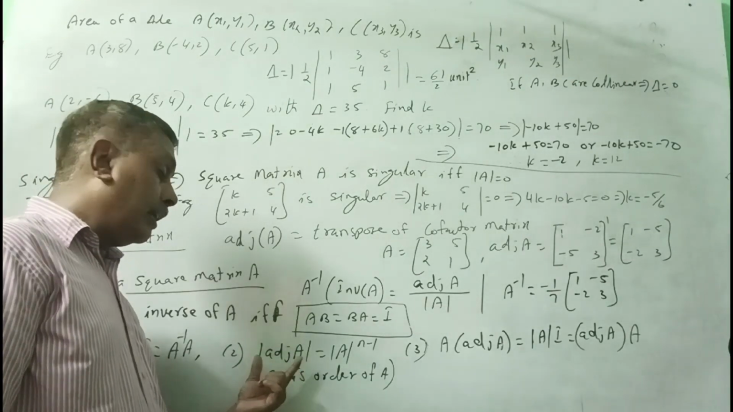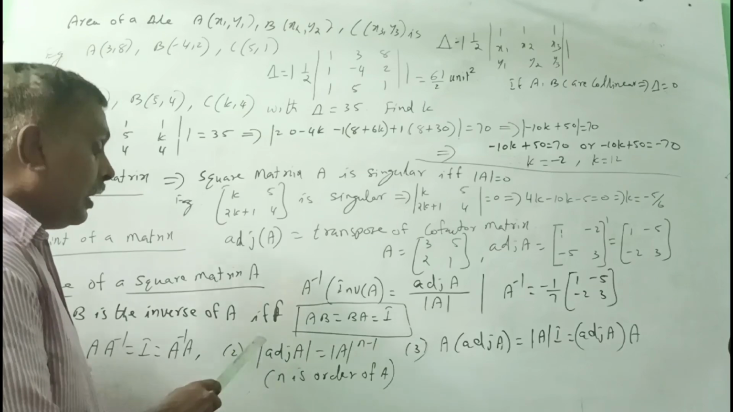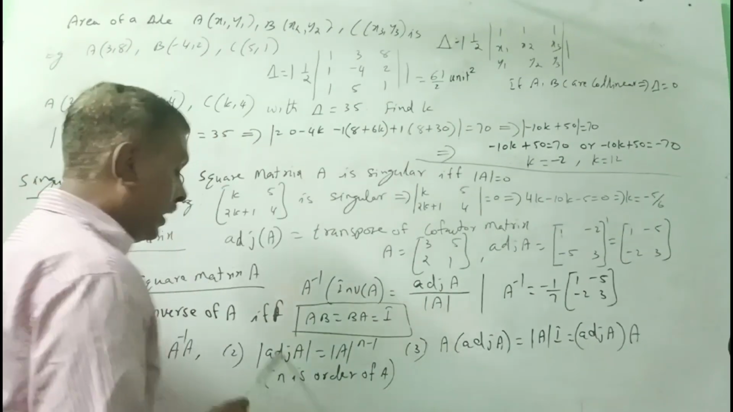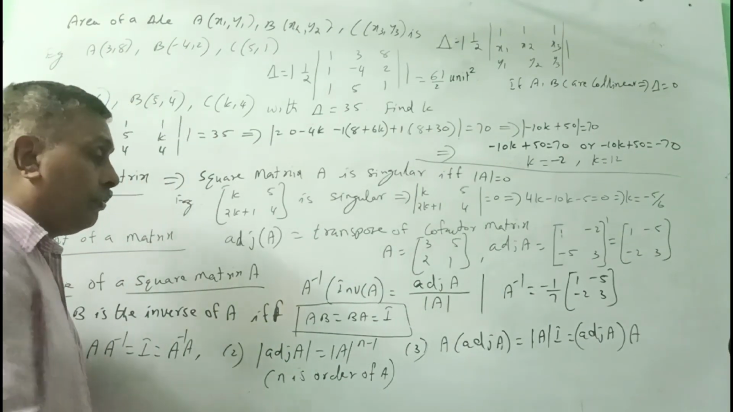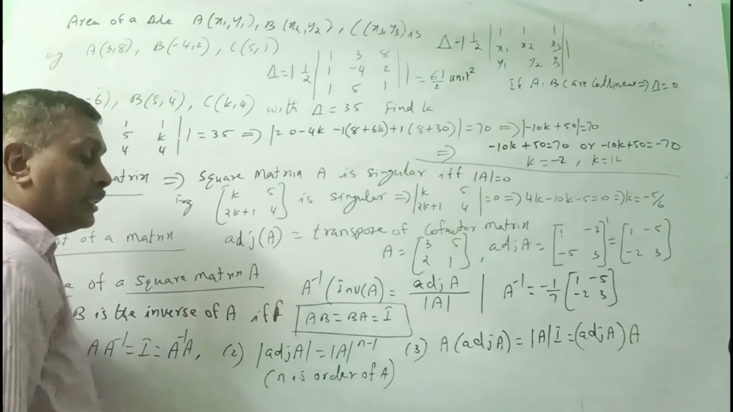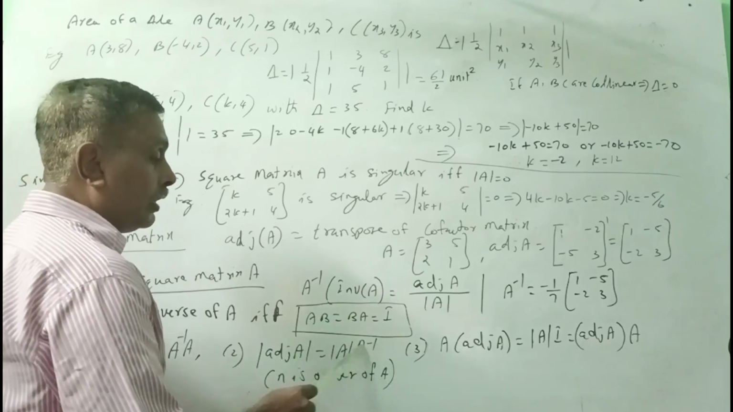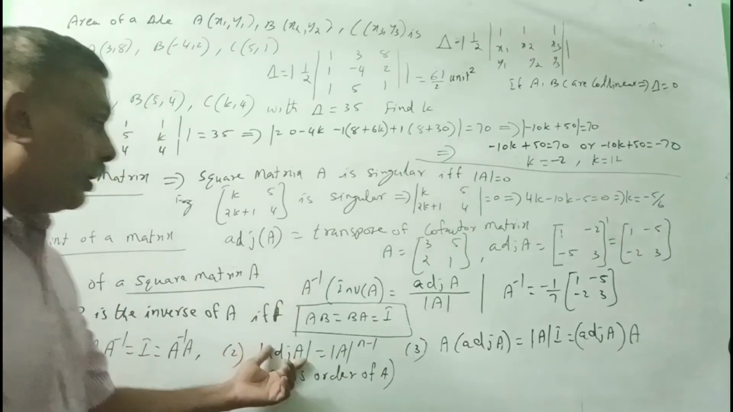Then determinant is another very important result. Determinant of adj A is determinant A raised to n minus 1. A relation between adj and determinant. Determinant of adj A is always determinant A raised to n minus 1, where n is the order of matrix A. Suppose A is of order 3, then 3 minus 1; order 2, then 2 minus 1, and so on. It's a very important relation.